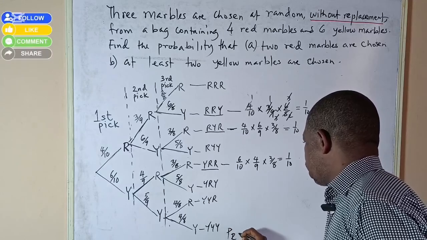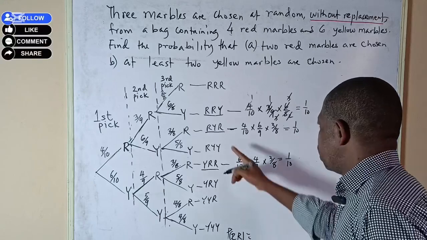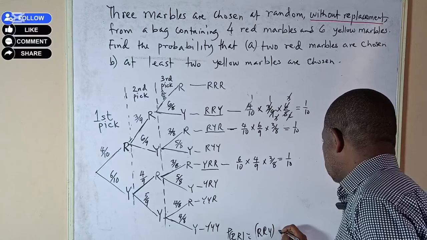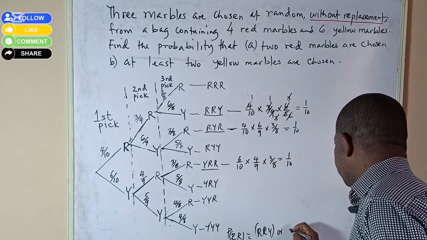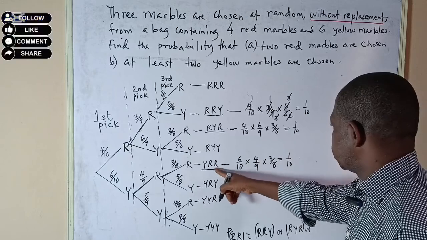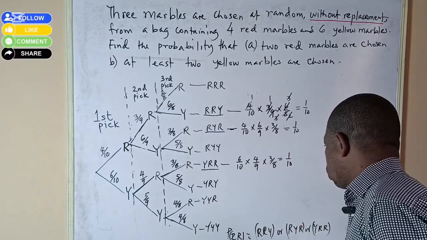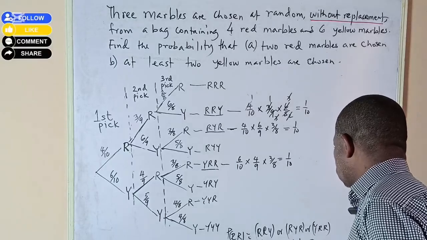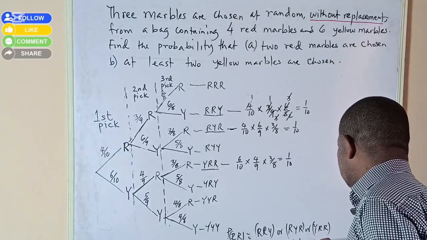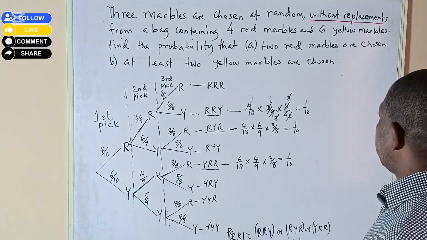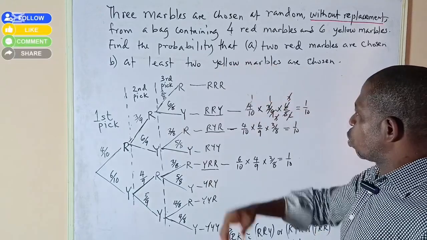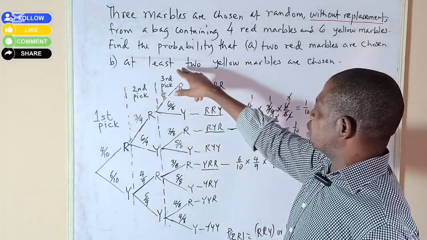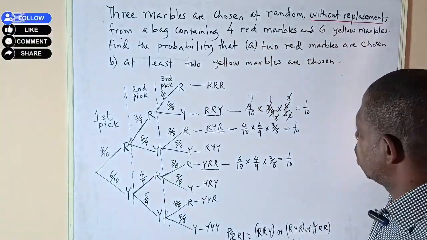Now, the probability of choosing two red balls, let's put it like this. P of choosing two red will be either choosing red, red, yellow, or red, yellow, red, or yellow, red, red. And so this will be 1/10 plus 1/10 plus 1/10. And that gives us 3/10 for our answer. Now, we go to the next question, question B. It says, find the probability of choosing at least two yellow marbles.